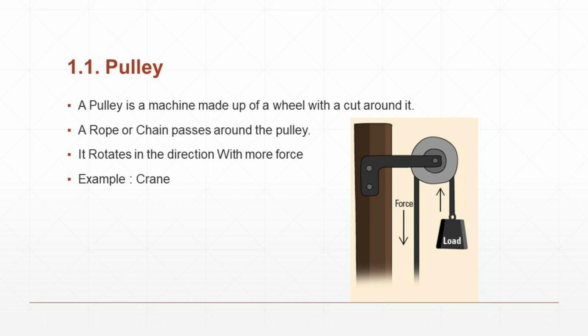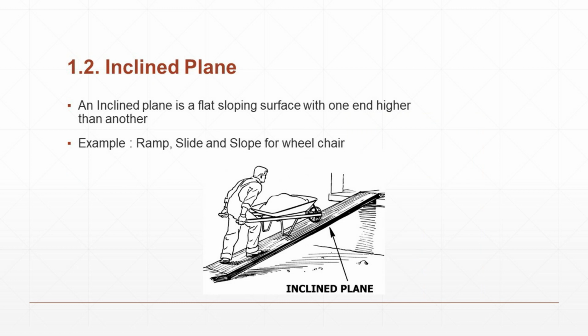Now let us pass on to the next simple machine, that is inclined plane. Look at the picture, you can know what I mean by inclined plane. An inclined plane is a flat sloping surface with one end higher than another. Once again I'll repeat. An inclined plane is a flat sloping surface with one end higher than another. Example: ramp, slide and slope for wheelchair.